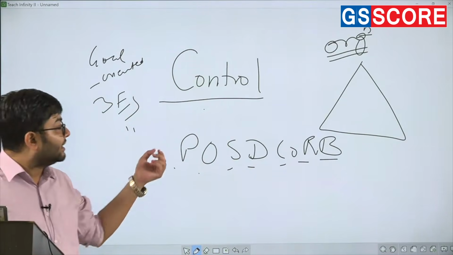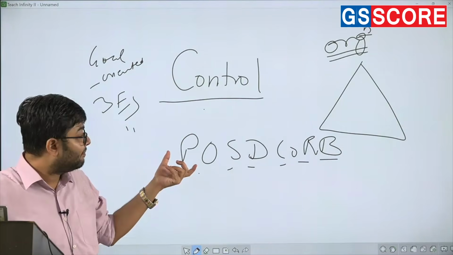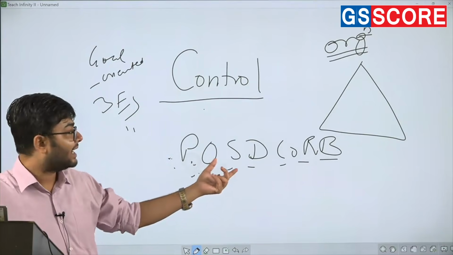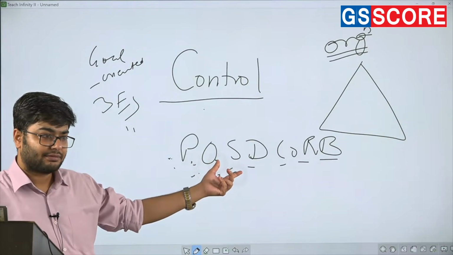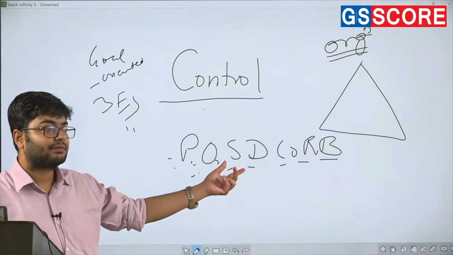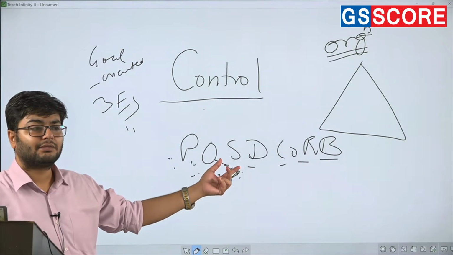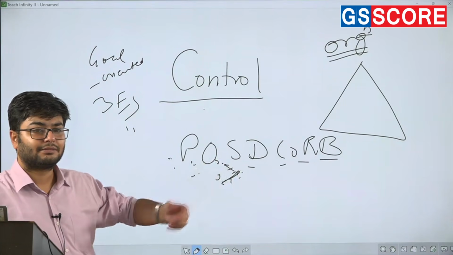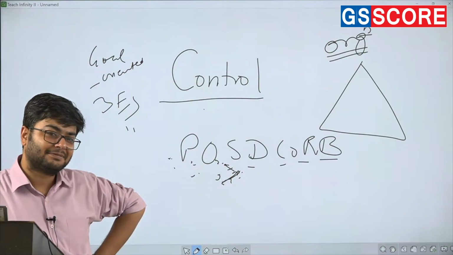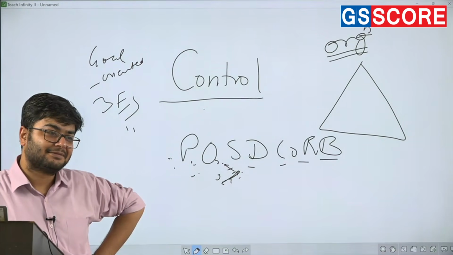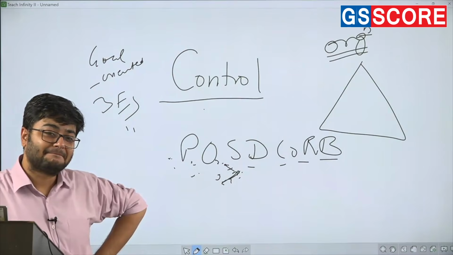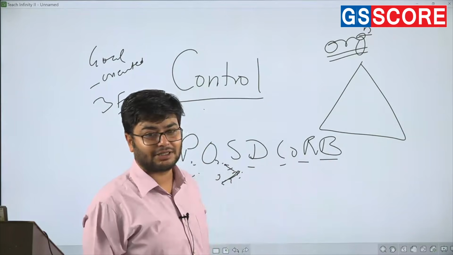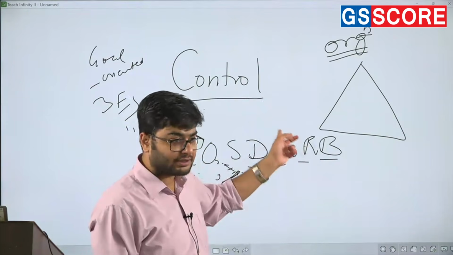So, we need to see that control helps in planned action. It helps in organized effort. What was the full form of S? Planning, organizing, staffing, directing, coordination, reporting, budgeting. So reporting is an essential function of control.